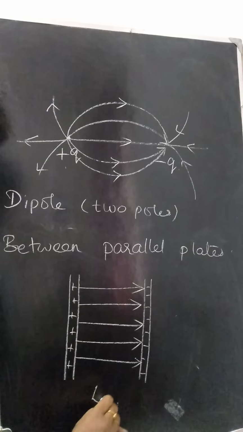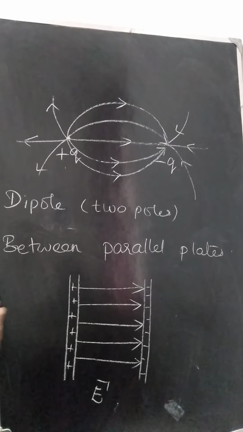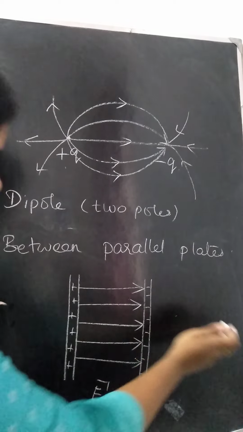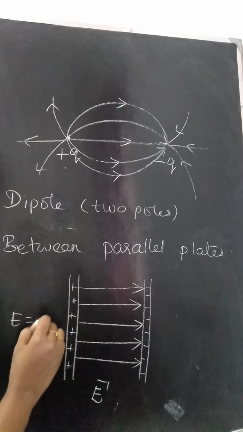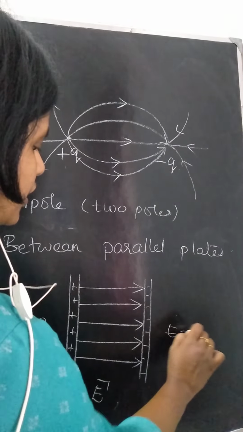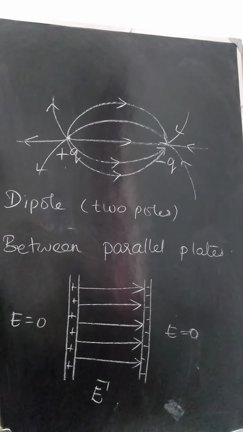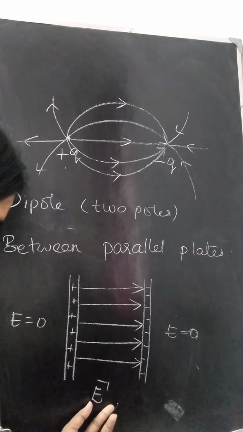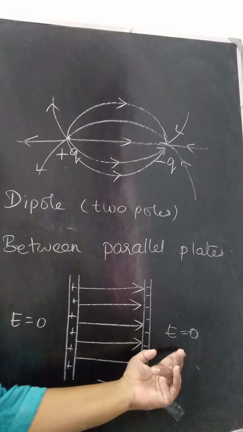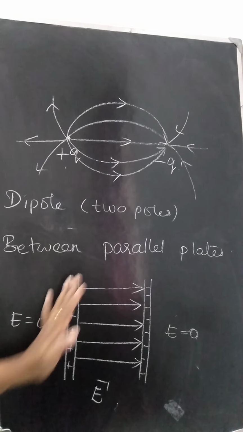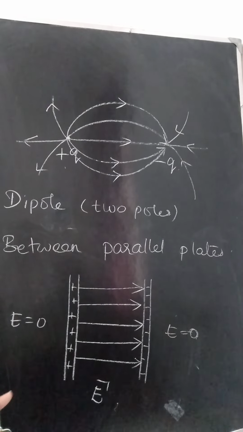Okay. So here only the electric field is existing. Left side of the plate and right side of the plate, E is equal to 0. This is a very important case. Note down. Between the parallel plates, the electric field exists between the plates only. Left side and right side, meaning outside this area, the electric field is equal to 0. We have derivations for all these things. Okay.